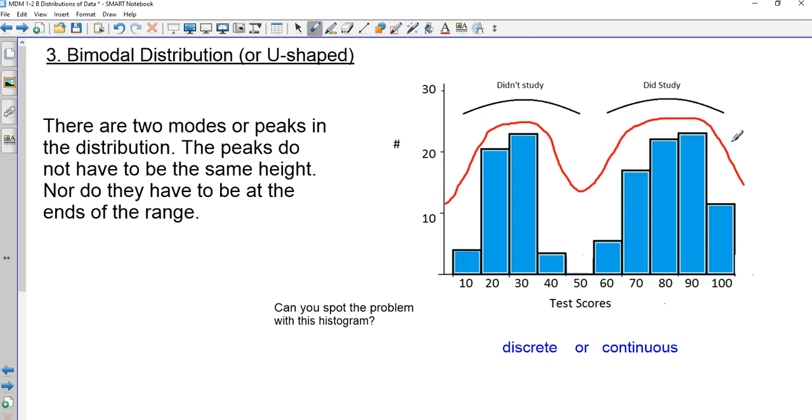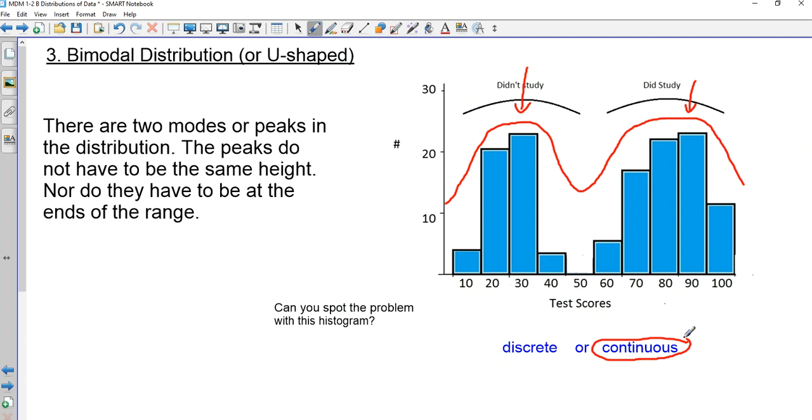So we have a peak here that represents the people who really studied, and a peak down here that represents the people who didn't study. Okay. So is this data discrete or continuous? We're probably getting to the point where this is continuous data, because that test score, I think, could be any number you want. It could be 85, 85.6, 85.62, something like that. So this is continuous data.